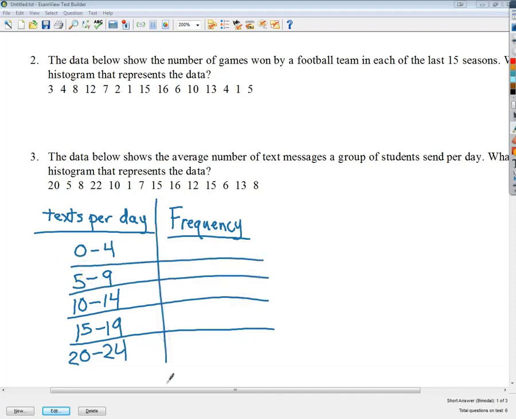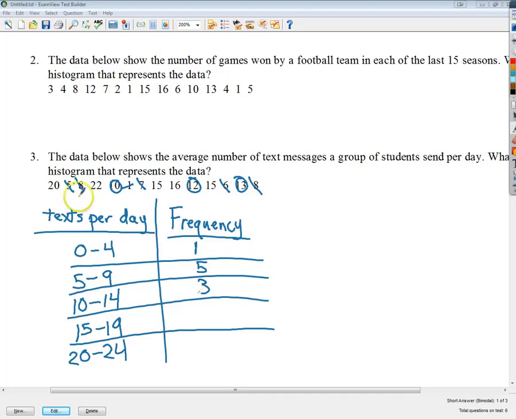Now I just count them. Make sure you mark them out so you can see what you're doing. 1 there is between 0 and 4, and that's it. Not a lot of low-level texters here. Between 5 and 9, I have 1, 2, 3, 4, 5. Between 10 and 14, 1, 2, 3, and that's it. You'll notice I'm trying to use different symbols each time.